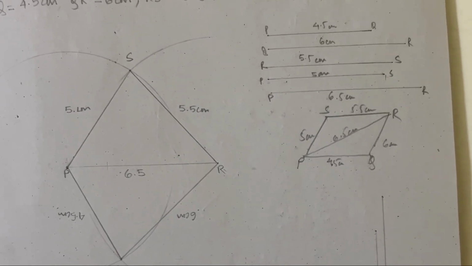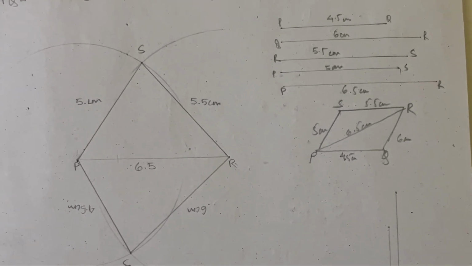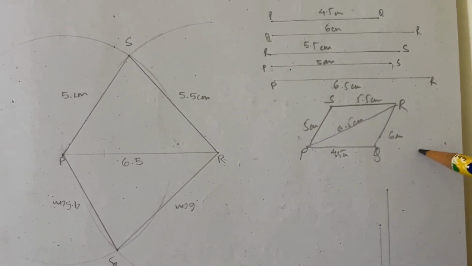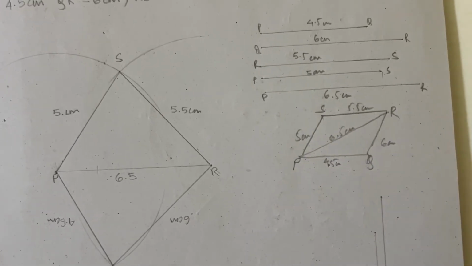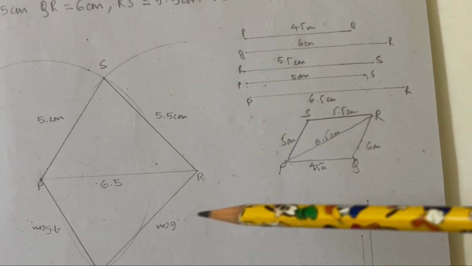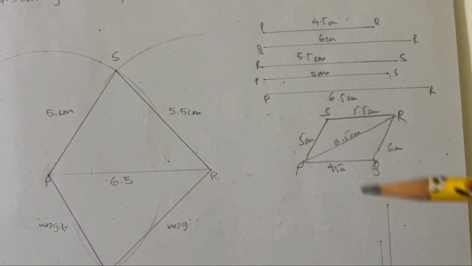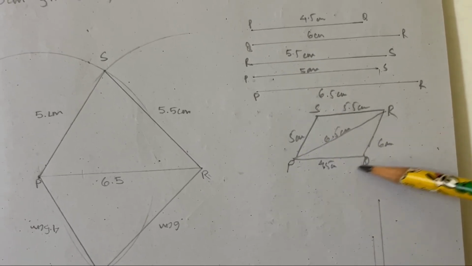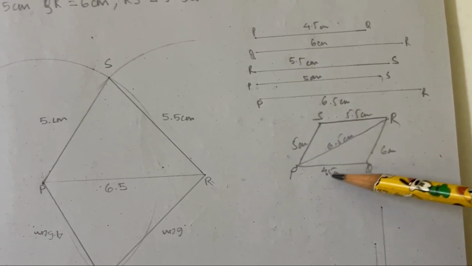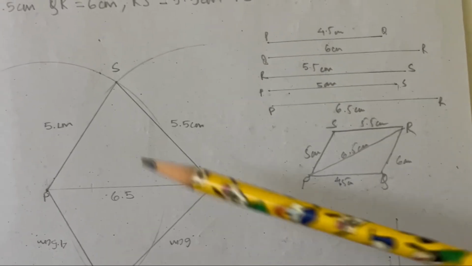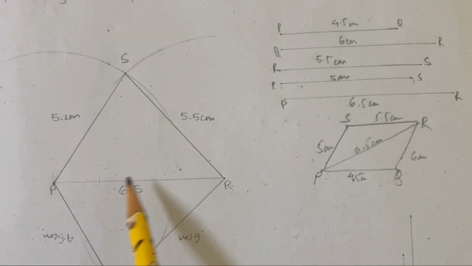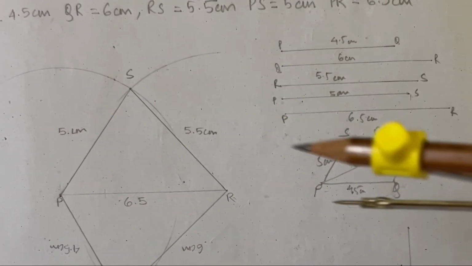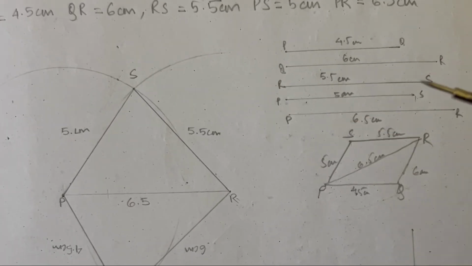Now for solving constructions of quadrilaterals, first we need to draw a rough diagram. This is very important. When you draw the rough diagram, drawing and constructing the quadrilateral becomes easier. As you can see, I have drawn a rough diagram PQRS and put all the given measurements. To start, we have drawn a line PR that is given as 6.5. Now with the help of a compass, we need to draw an arc for the measurements provided.